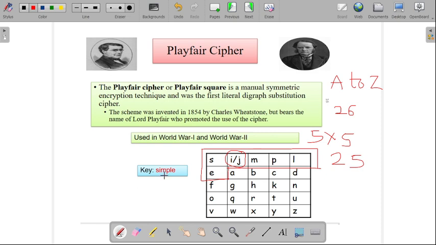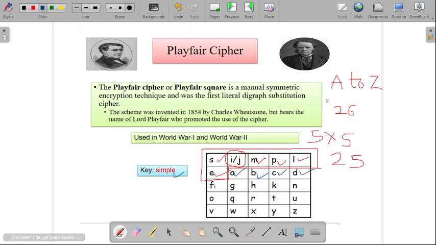See in the example, the key is given as SIMPLE. First of all we need to put the key in the 5 by 5 matrix: S, then I, then M, then P, L and E. And the remaining characters other than the keyword we write from A onwards. Whatever characters are already present in the key SIMPLE are excluded in the next step. So from A, then B, then C, then D. E is already done in the keyword SIMPLE.